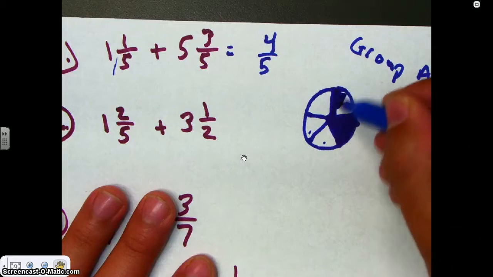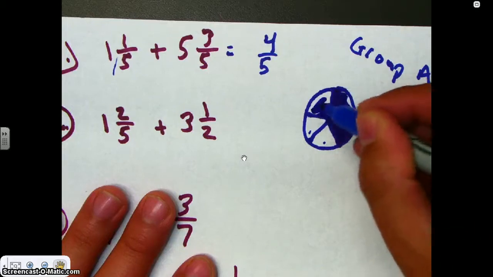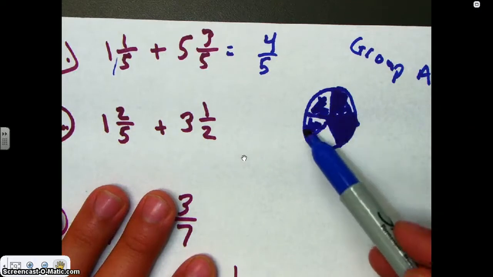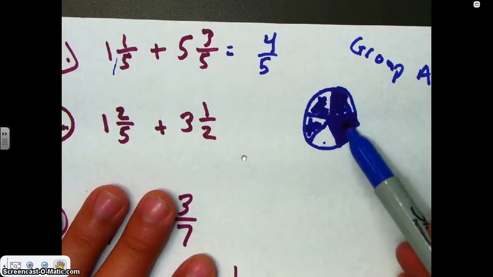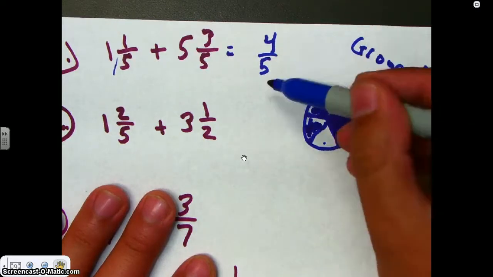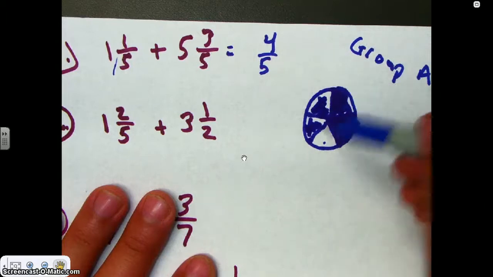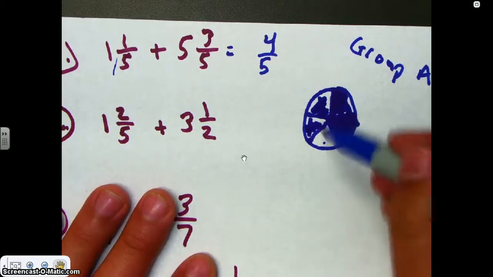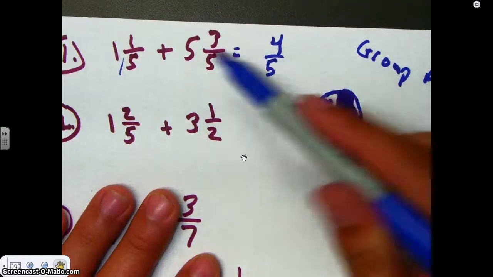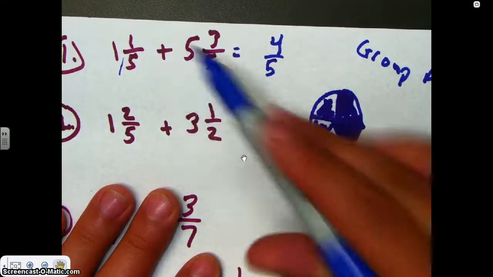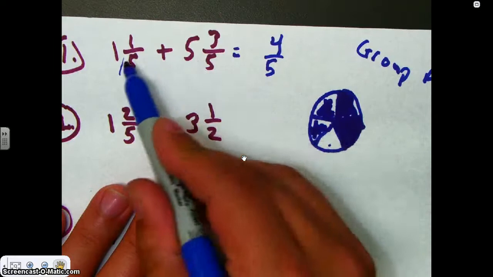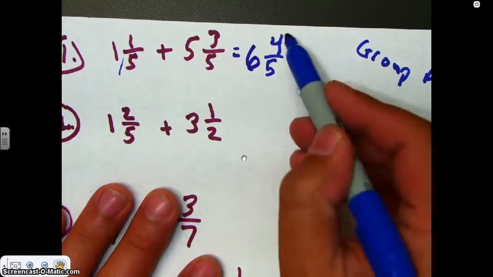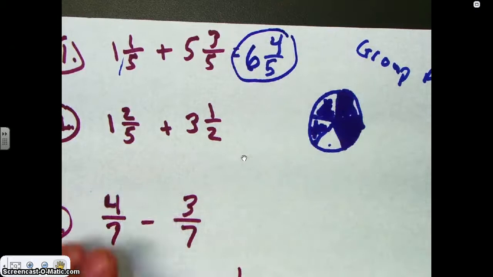1, 2, 3. Well, now we have shaded 1, 2, 3, 4 out of, it's still out of 5. Our circle didn't change and our parts didn't change, so it's still 4 out of 5. That's where that 4/5 comes from. The denominator stays the same, you add your numerators. And then since we have 2 whole numbers here, we have a 5 and a 1, it would be 6 and 4/5. And that does not reduce, simplify, or anything, so that's our answer.